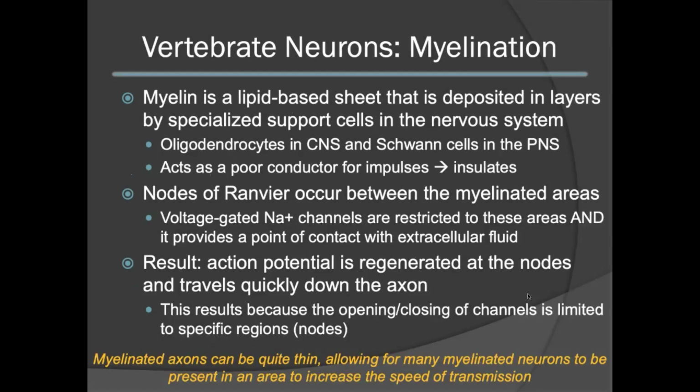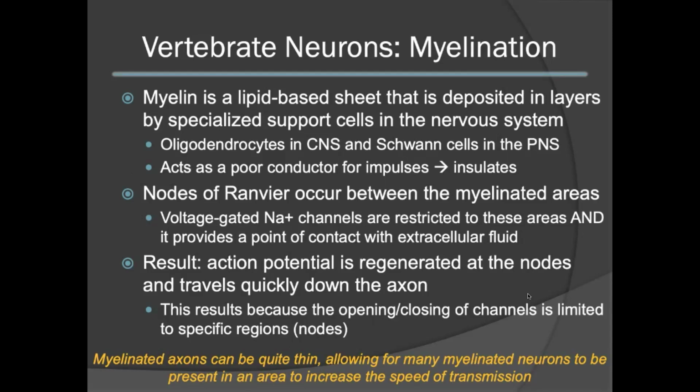Myelin is a lipid-based sheet that can be deposited around a neuron. It's typically deposited by specialized support cells, such as oligodendrocytes in the CNS and Schwann cells in the PNS. Myelin is considered to be a poor conductor, thus it has an insulating effect on the neuron.